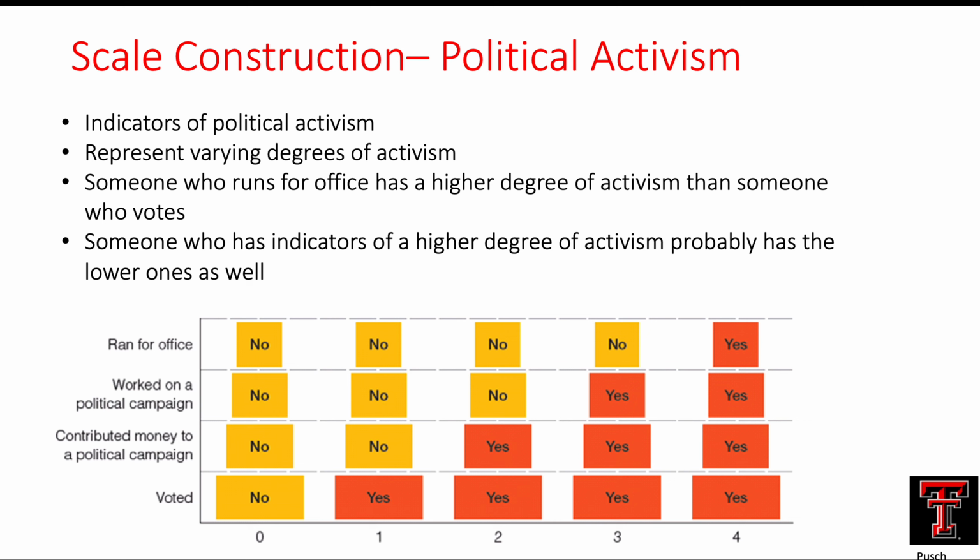Here we can see that somebody who has indicators of a higher degree of activism probably has all the lower ones as well. It's not very likely that we're going to have somebody that runs for office but didn't vote or worked on a political campaign or anything like that. So again, someone who has indicators of a higher degree probably has the lower ones as well.